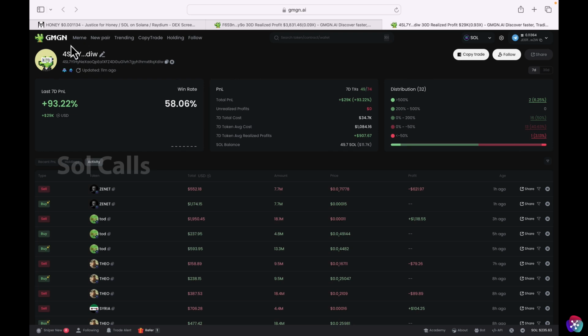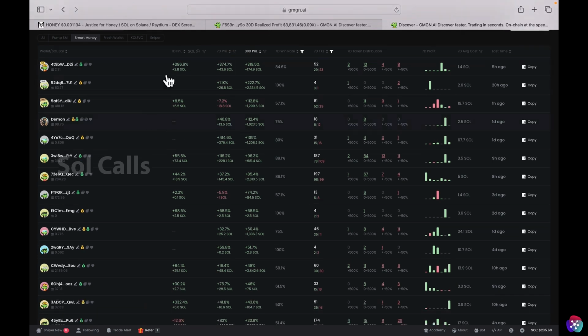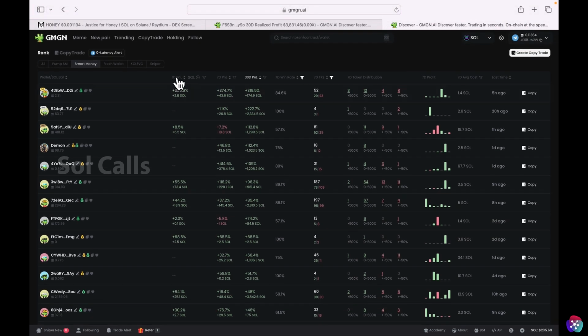Okay, another strategy that we can use is to go to copy trade. In here you can find so many successful wallets. However, I don't trust this data. If you check these wallets, you will realize that their performance is not quite accurate.